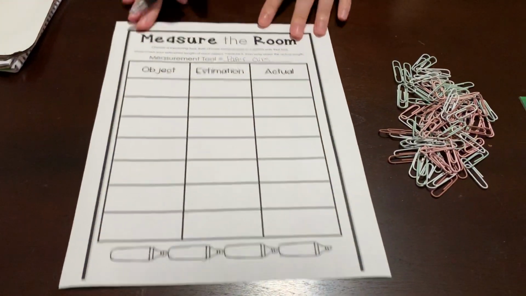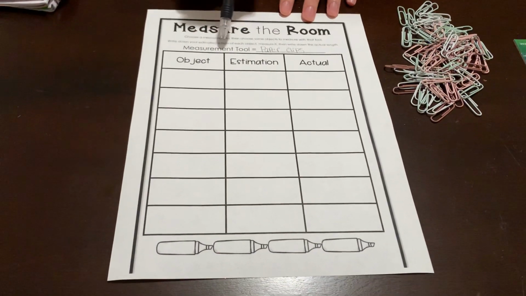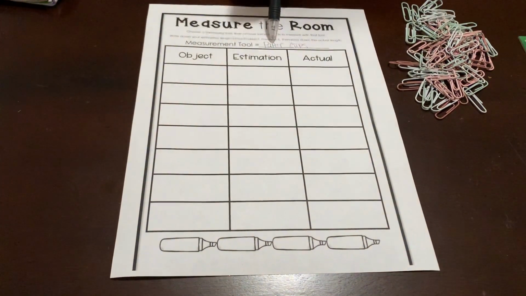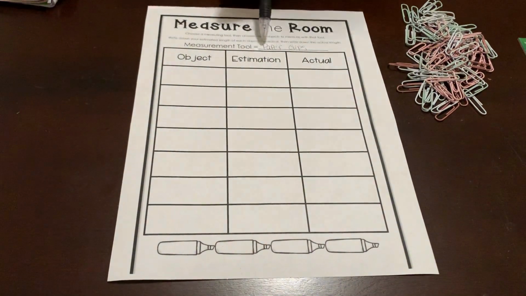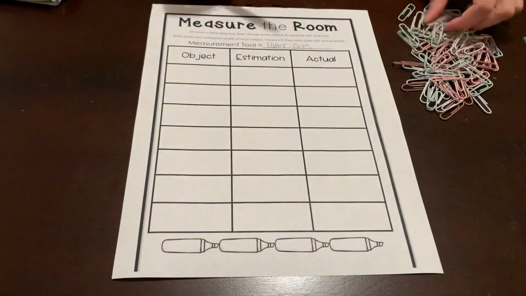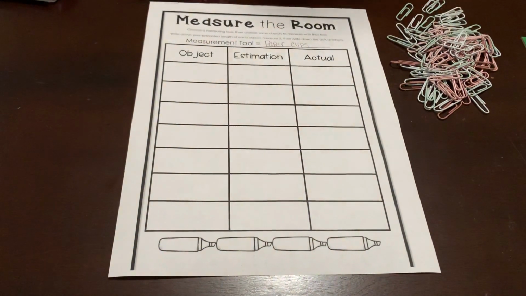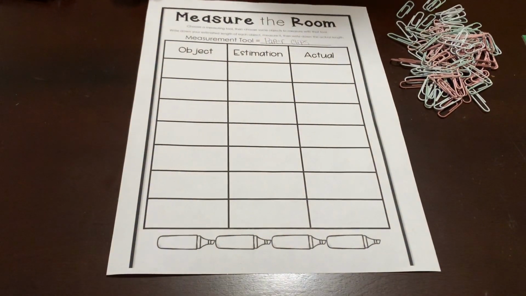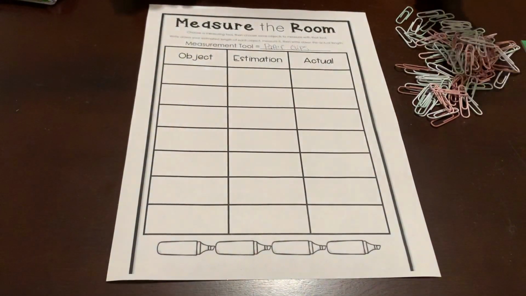So this is what your paper looks like. And on the top, you're going to write your measurement tool. So here I wrote paper clips. If you're measuring with Legos, you'll write Legos. If you're measuring with pennies, you'll write pennies. If you're measuring with paper clips like me, then you would write paper clips. And what you're going to do is measure different things that you can find in your house with your measurement tool. So for me, it's paper clips.